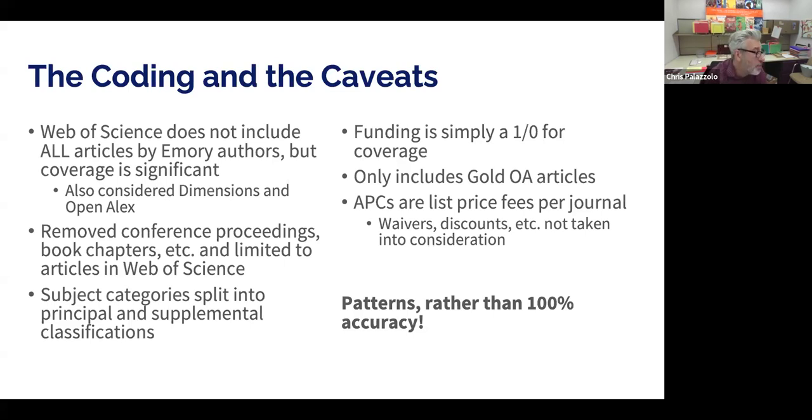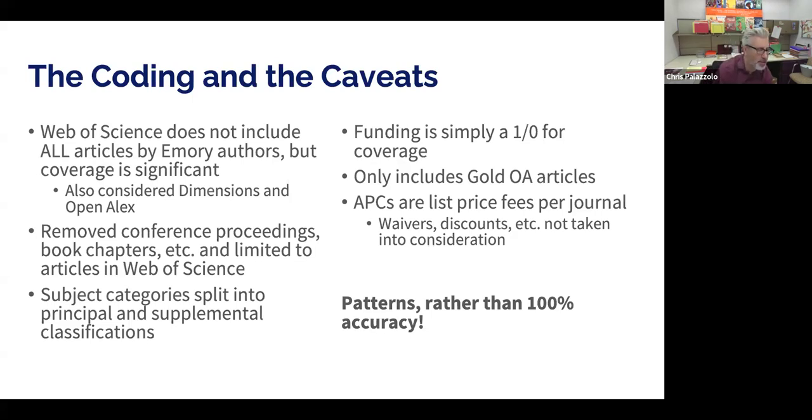So this is why we went to Web of Science, and we are very well aware that Web of Science is not 100% accurate in terms of its coverage of publishers. We found a number of publishers' journals, from Cambridge for example, that were not indexed in Web of Science. So that is something we are well aware of. We had to remove conference proceedings and book chapters, and so forth. And then we looked at subject categories split into principal and supplemental classifications. You can get really granular in Web of Science in how they classify titles. We did have to parse that out a little bit to create some basic classifications, but also to allow for supplemental information, so you get a little more granular.